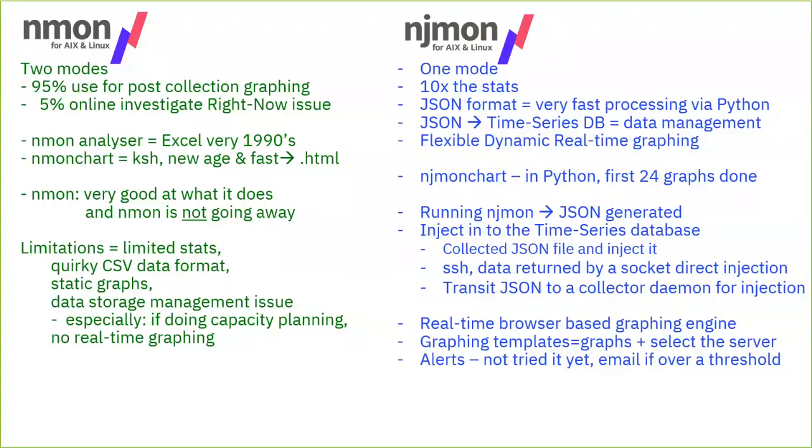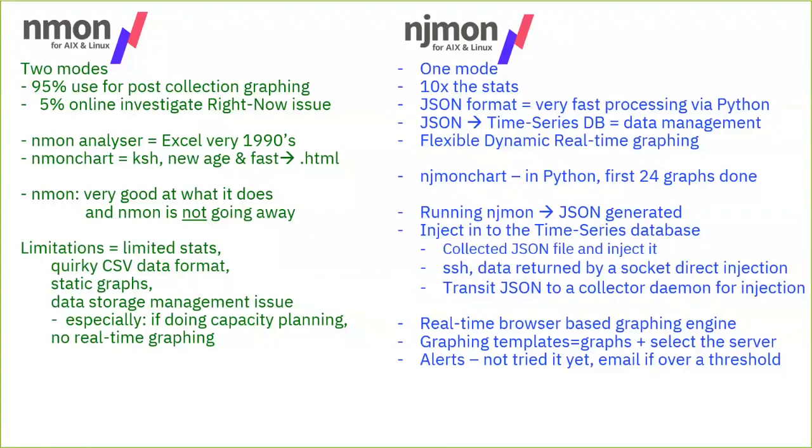So we can say, what happened in the last hour, what happened in the last month? And the graphing tools can instantaneously change the graph and compare it to the previous peak of the month to see what's going on. I've also created an NJMON chart. Rather than shell, this is in Python because it's JSON data, and I've got the first 24 graphs done. I'm going to give you a little show of that.